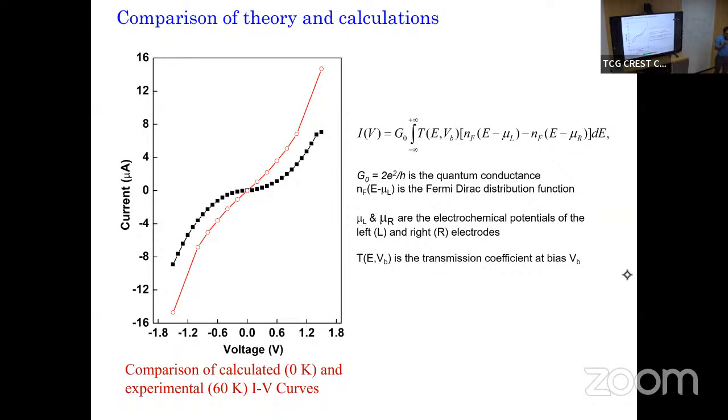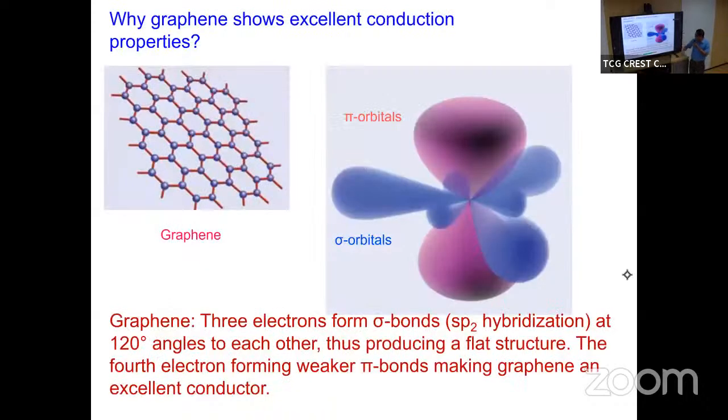Further support comes from the transport measurements at 60 K, and comparison with the calculated transport also gives the same order. So we can claim that we have designed very thin, large area semiconductor sheets with this interfacial technique. Now we compare with graphene.